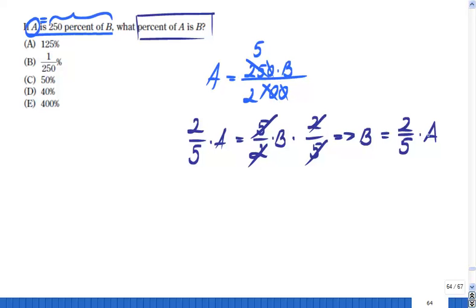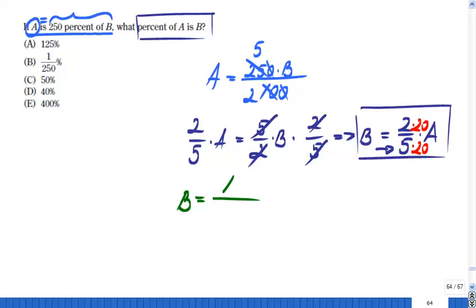Now the easiest way to find what percentage of A is B, what that 2/5 is in percent, will be to get 100 as your denominator. And how can I obtain that? Well, 5 times what gives you 100? 5 times 20. Because I'm multiplying the bottom by 20, I'll multiply the top by 20, such that nothing changes here. My new equation will be B equals 2 times 20 is 40, 5 times 20 is 100, times A.